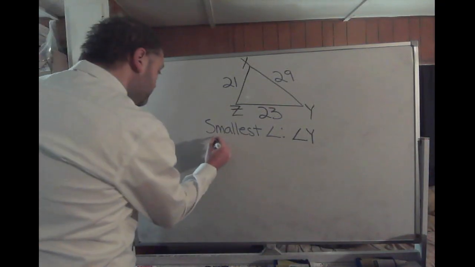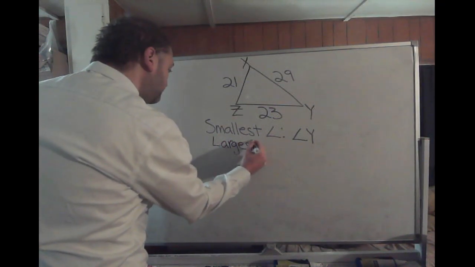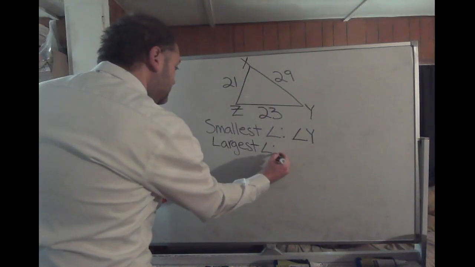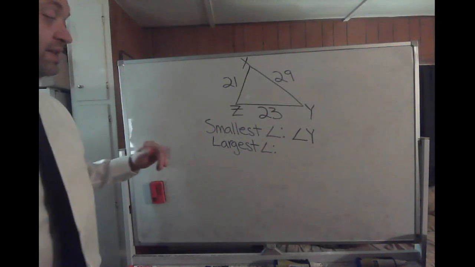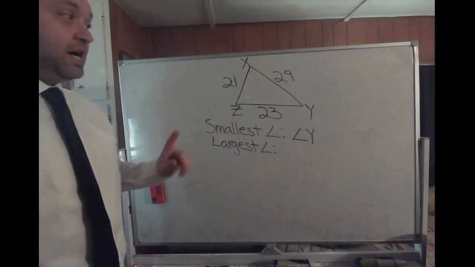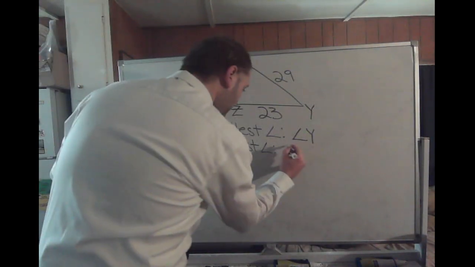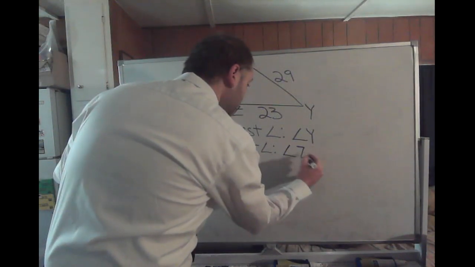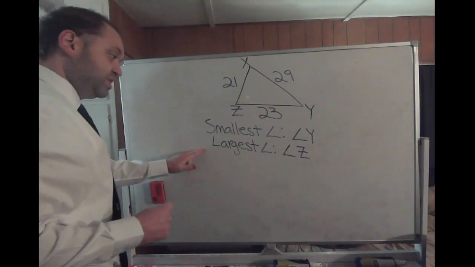Now let's find the largest angle. To find the largest angle, you'll find the side with the longest length, which would be XY with a length of 29. The angle opposite XY is angle Z, therefore angle Z is your largest angle. So smallest is angle Y, largest is angle Z.